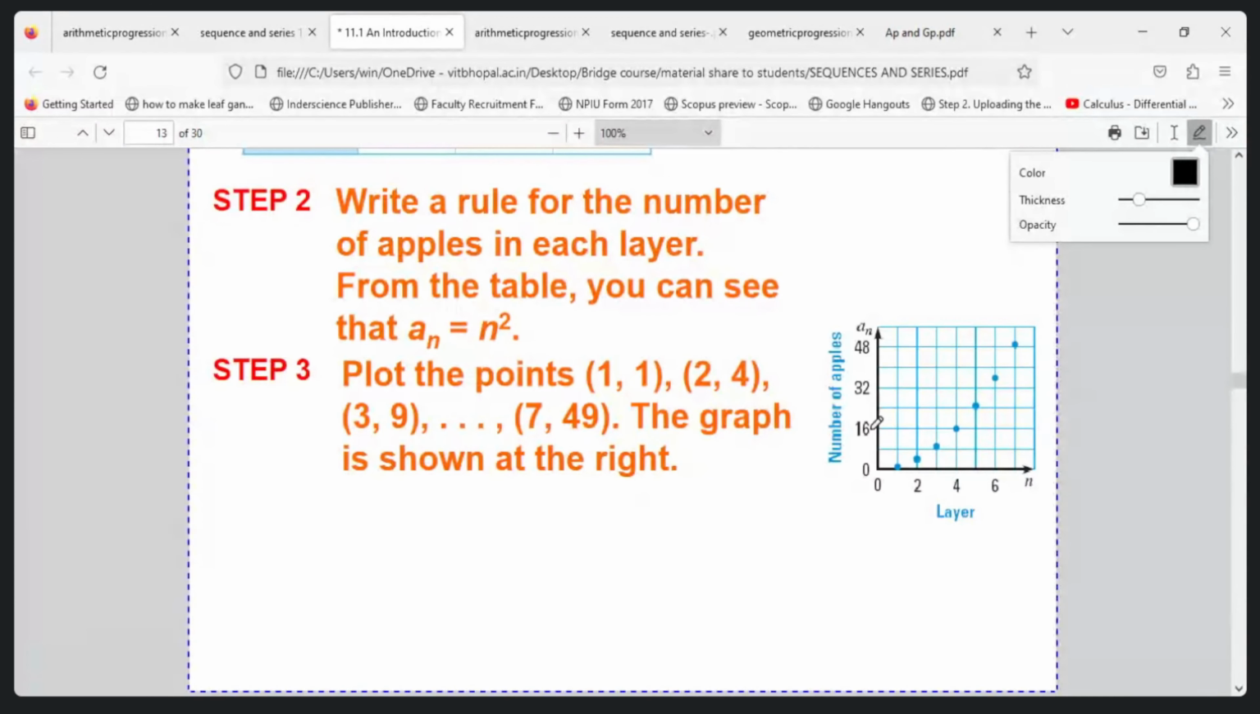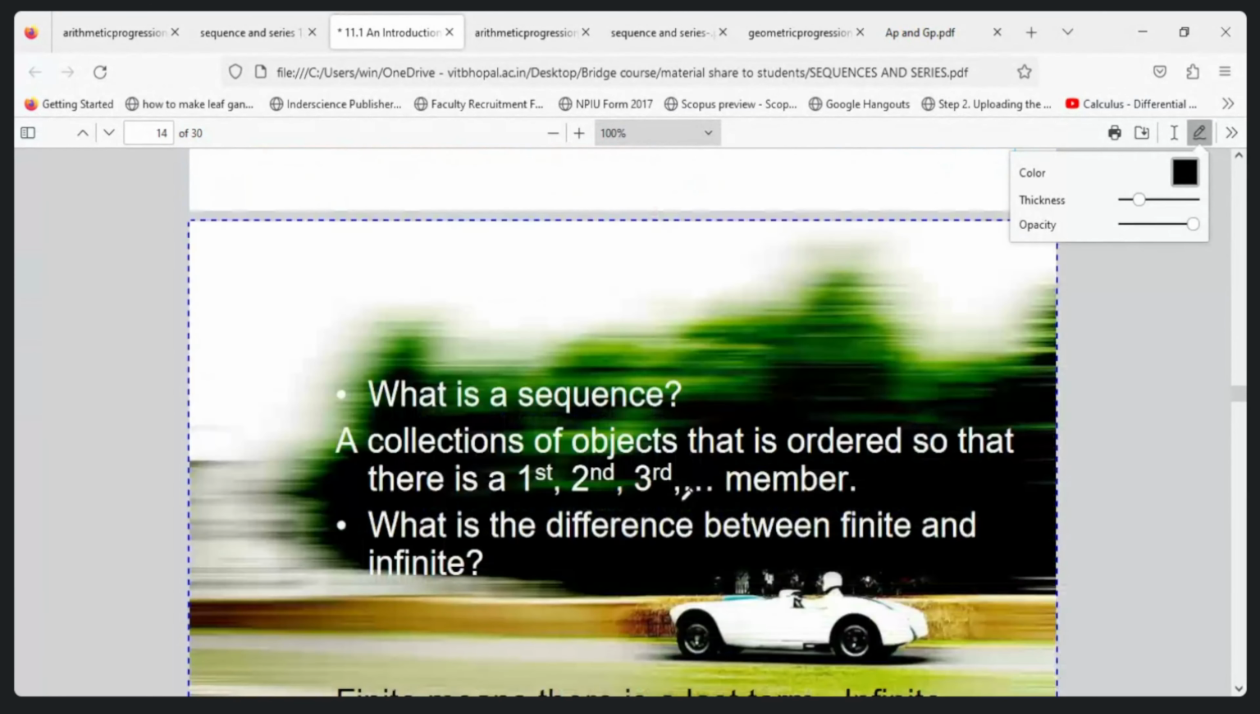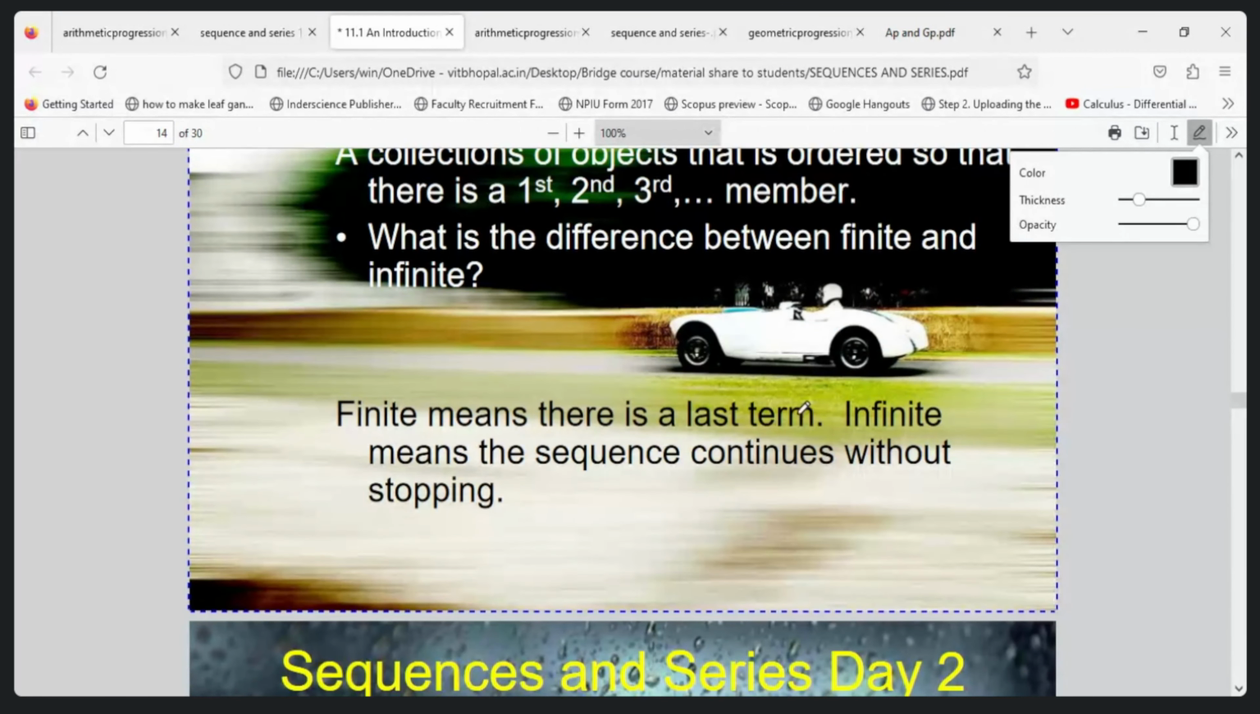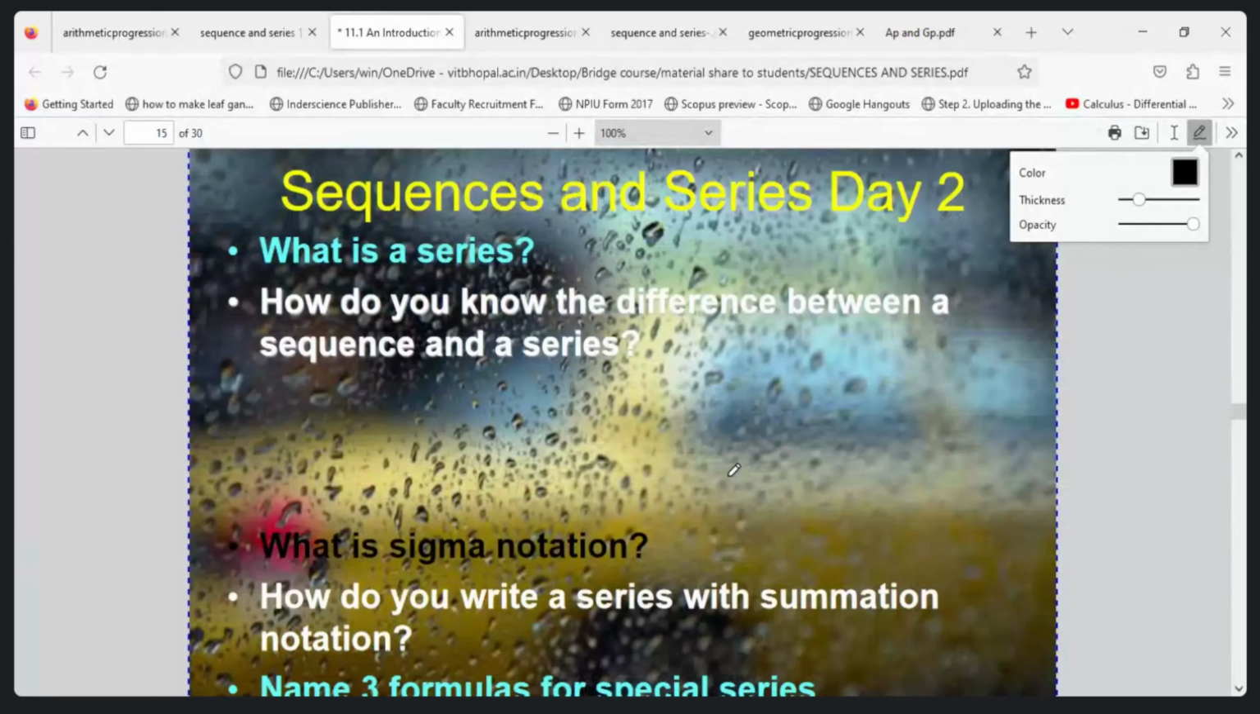Plot the points. So you can see here, I have already plotted the things. Now, what is a sequence? A collection of objects that is ordered so that there is a first, second, third, and so on members. What is the difference between finite and infinite? Finite means there is a last term. Infinite means the sequence continues without stopping.